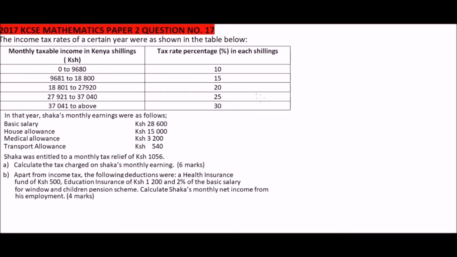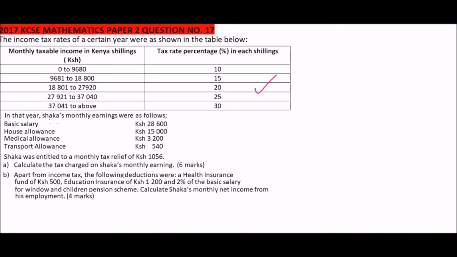The table that we have here shows the rate at which one is taxed. What it means is that the first bracket is from 0 to 9,680 shillings, for which you are charged 10% of that amount. It goes up to 37,041 and above, charged at 30%.